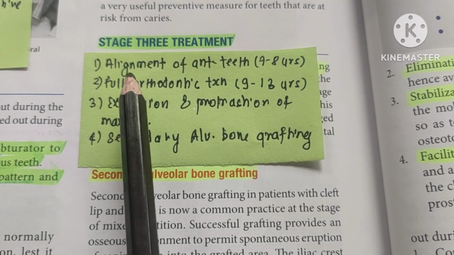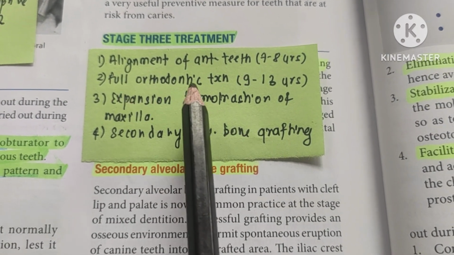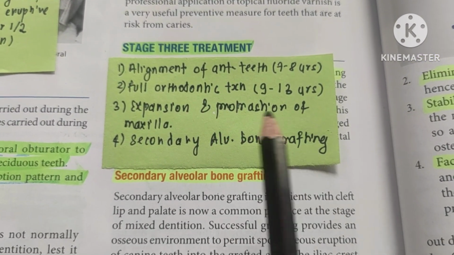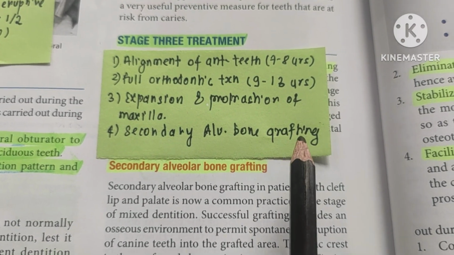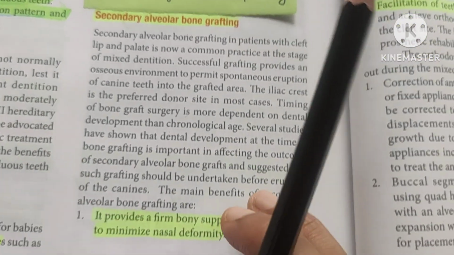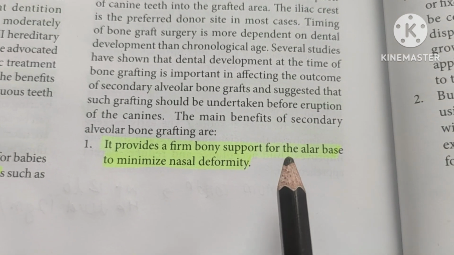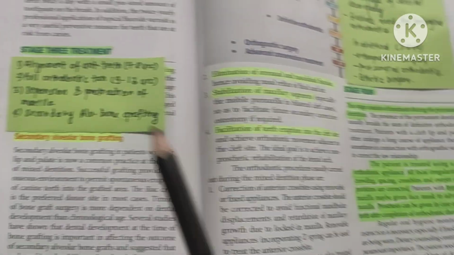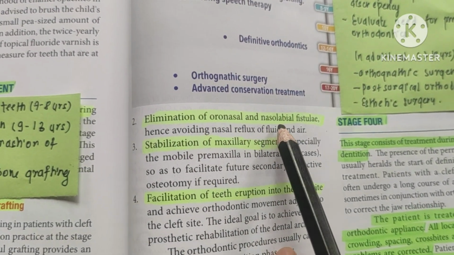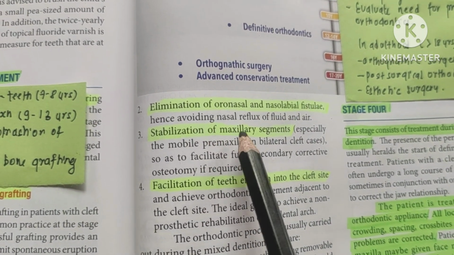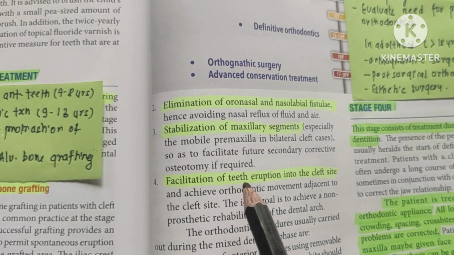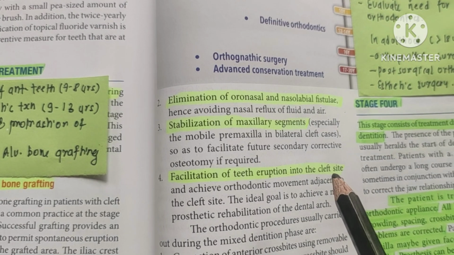Now, the next stage is stage 3 treatment. In stage 3 treatment, the alignment of the anterior teeth, full orthodontic treatment, expansion and protraction of the maxilla, and secondary alveolar bone grafting are done. Secondary alveolar bone grafting has some benefits: to provide firm bony support for the lip base, to minimize the nasal deformity, to eliminate the oronasal and nasolabial fistula, to stabilize the maxillary segments, and to facilitate teeth eruption into the cleft side.